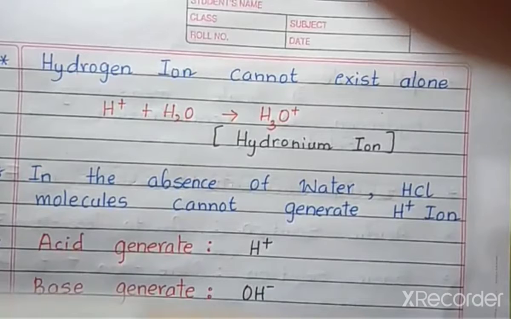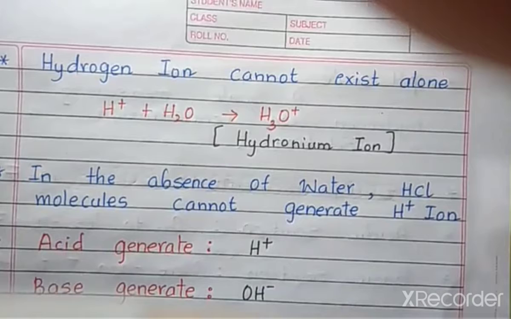You have to remember the point. Hydrogen ion cannot exist alone. Hydrogen reacts with H2O. There is a formation of hydronium ion. Sometimes they will ask the question. Hydronium ion, H3O+. In the absence of water, the HCl molecule cannot generate the hydrogen ion. Water is not there means this HCl does not generate the hydrogen ion.